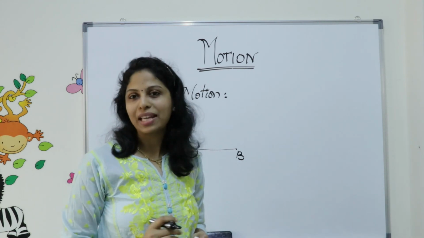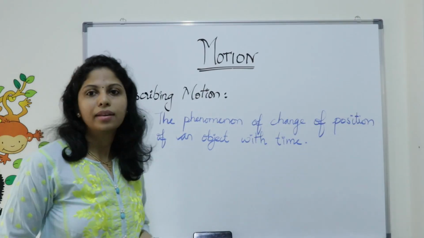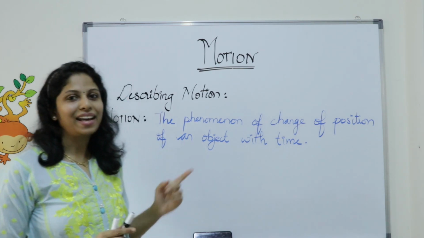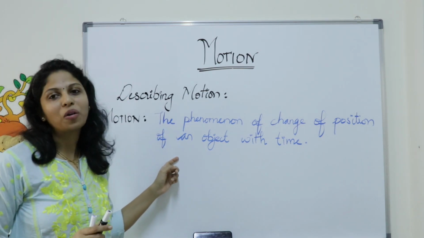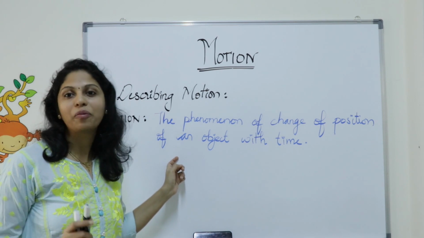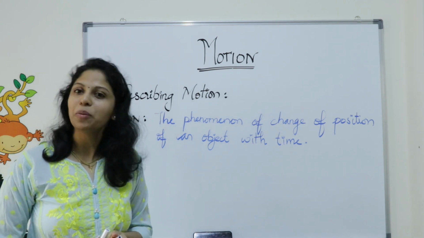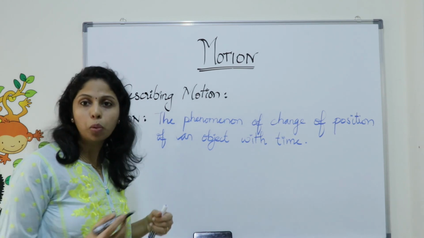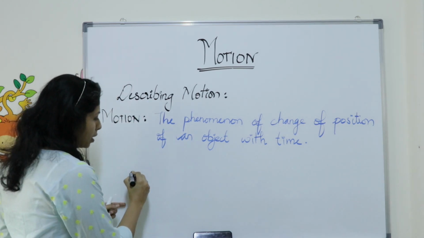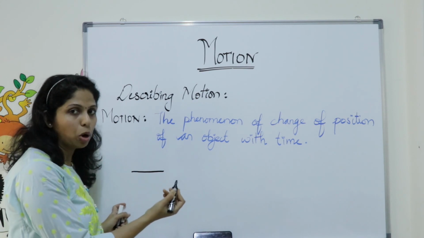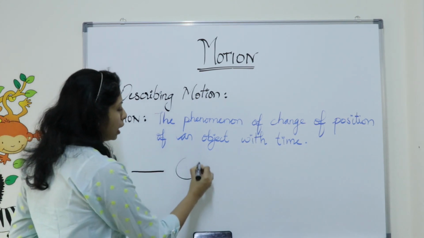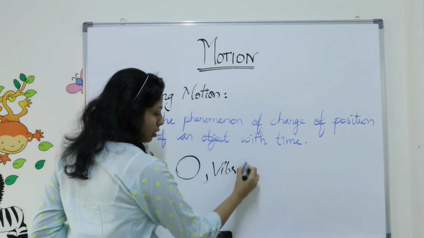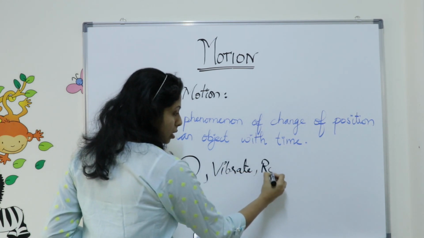So, now we can define what a motion is. Technically, we can define motion as the phenomenon of change of position of an object with respect to time. Now, some objects may move in a straight line, and you can see some objects which take a circular path. Some may vibrate and some may rotate.